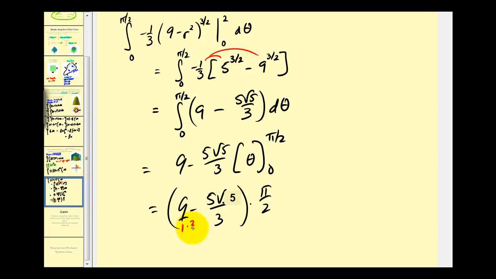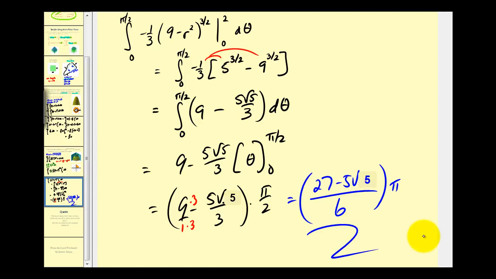Let's go ahead and get a common denominator here. So the denominator would be 6. Then we'd have 27 minus 5 square root 5 times pi. And we'll leave it like that.